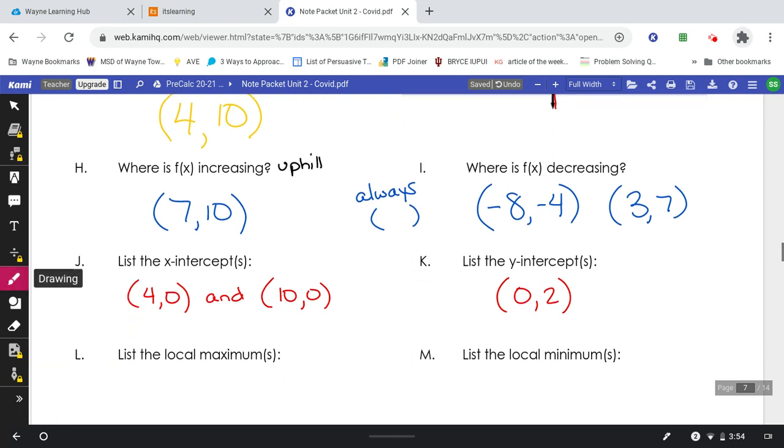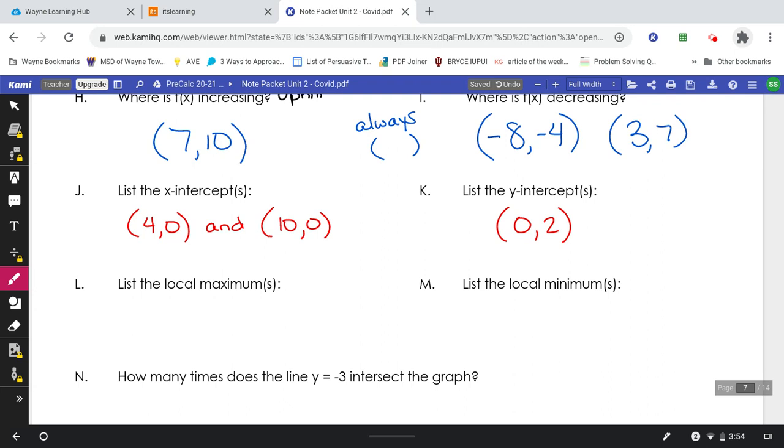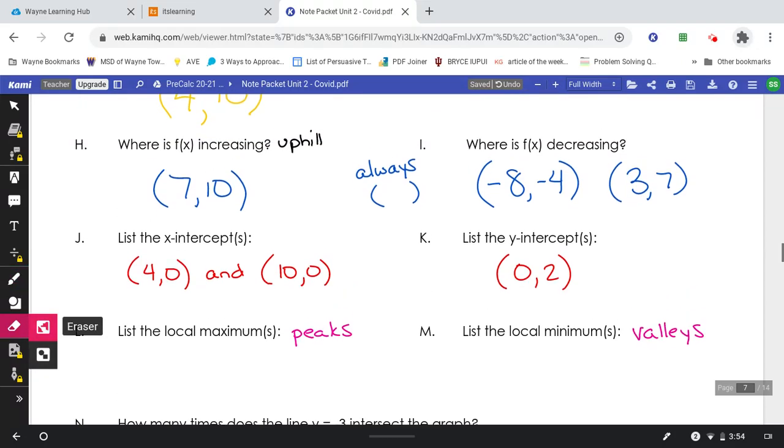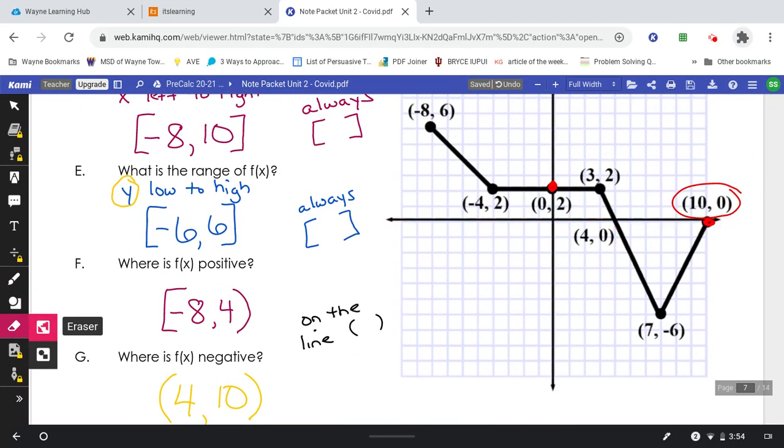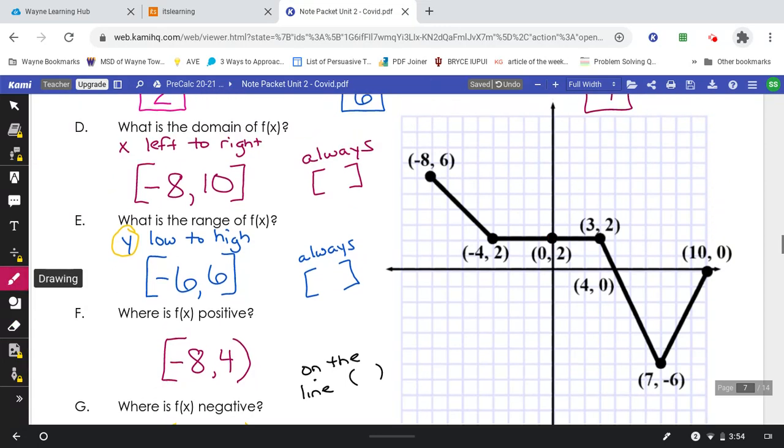For the next part, the local maximums and minimums. Local maximums just means it has to be a high point in the area. So I want you to think about these as peaks. And then the local minimum is a low point in the area. I want you to think about those as valleys. As I go back to my graph, let's identify those peaks and valleys.